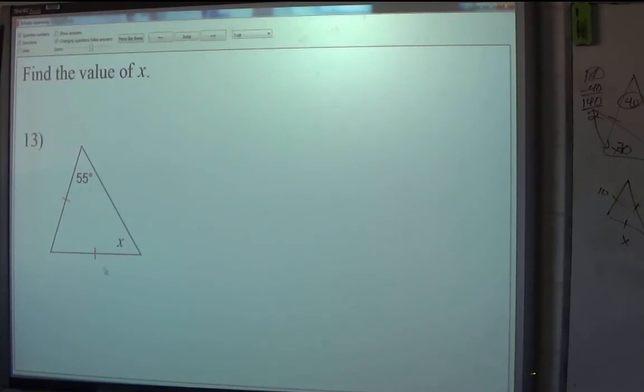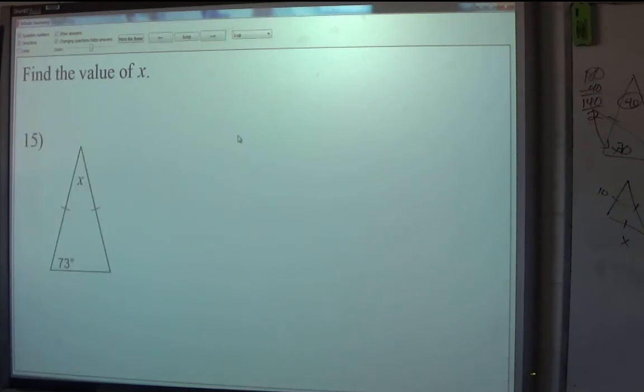How about here? 55. If these are the legs, these are the base angles. This angle must equal this angle. 55. How about here? 76. Oh, no, wait. Do the math in your head. 48. 28. 76 and 76 add up to 152, and then subtract that from 180 and you get 28.